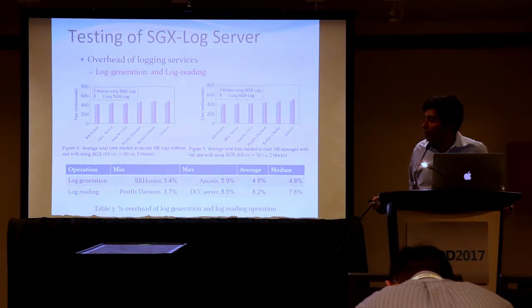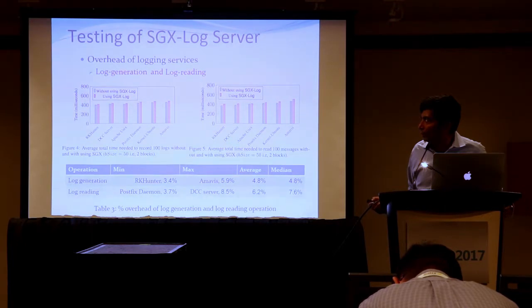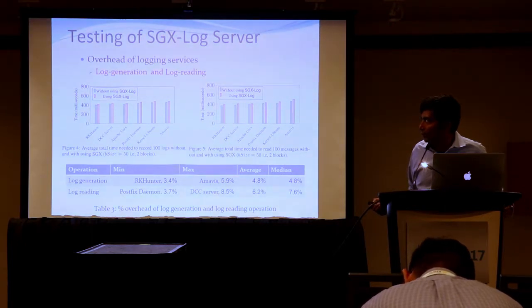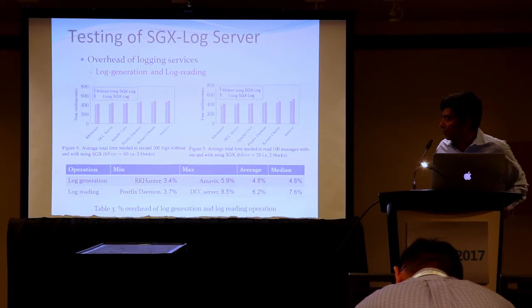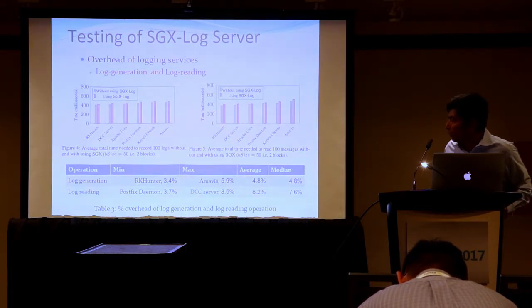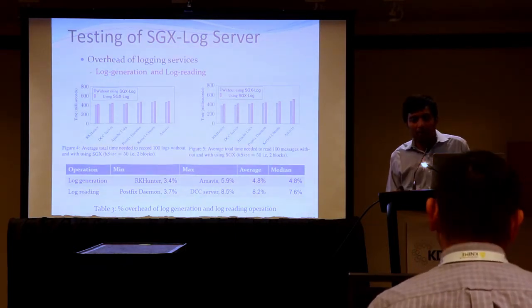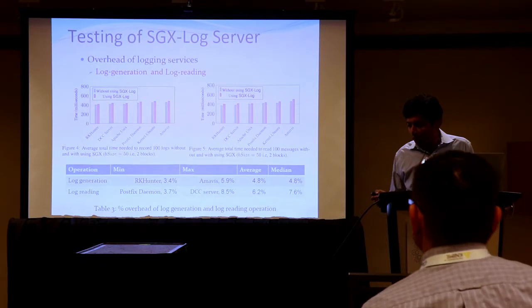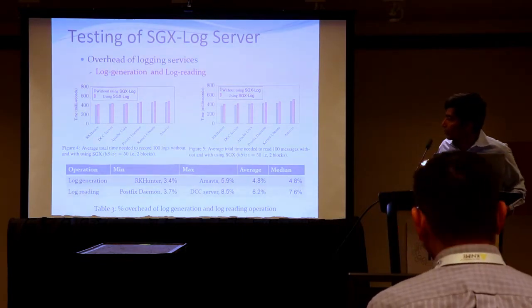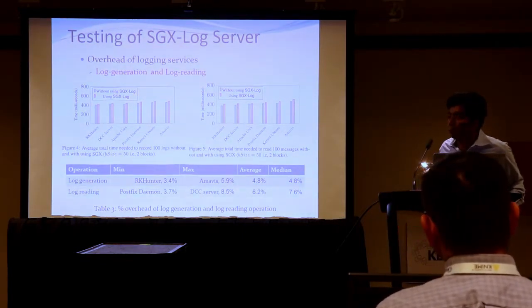If you don't use the SGX extension, and just run it in a typical memory with no security guarantee, it will take this amount of time. On the other hand, if you add the SGX, it adds some overhead, but the overhead is not that significant. On average, the overhead across all these data sets is 4.8%. That means if a particular application takes 100 seconds, then with SGX it will take 104.8 seconds.